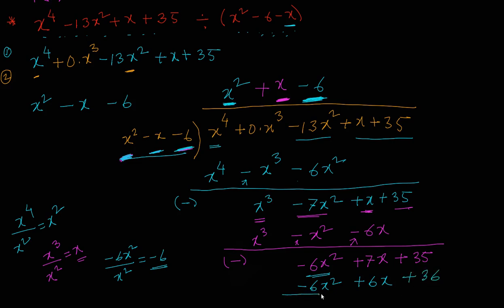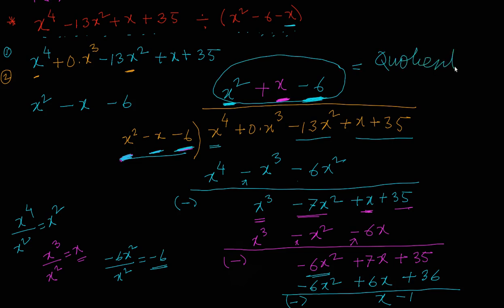So now again let's subtract. If I subtract, my first two terms cancel out. 7x minus 6x becomes x, and 35 minus 36 is minus 1. So this is my quotient, and what is my remainder? Remainder is x minus 1. So this is my remainder. Okay, so this is the complete solution for this particular problem.